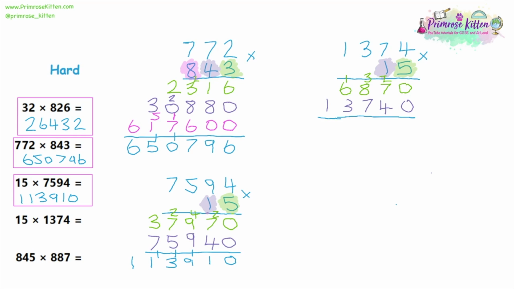Our final step now is to add our two numbers together. So 0 plus 0 is 0. 7 plus 4 is 11, carry the 1. 8 plus 7 is 15, plus the 1 we carried is 16, carry the 1. 3 plus 6 is 9, plus 1 we carried is 10, carry the 1. And 1 plus 1 is 2. That gives us a final answer of 20,610.